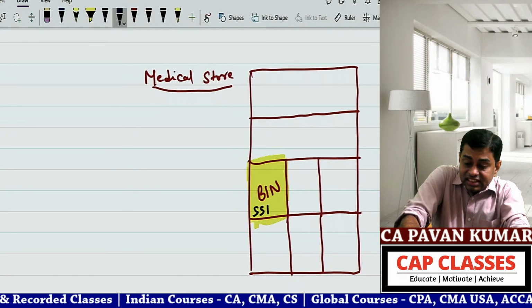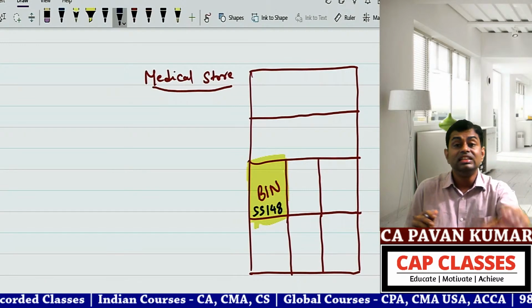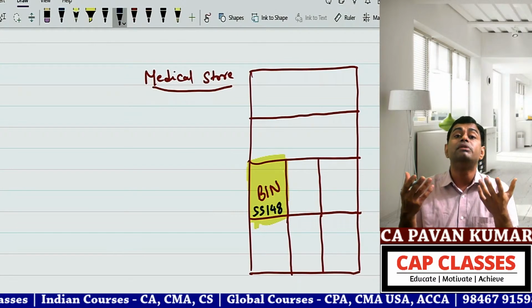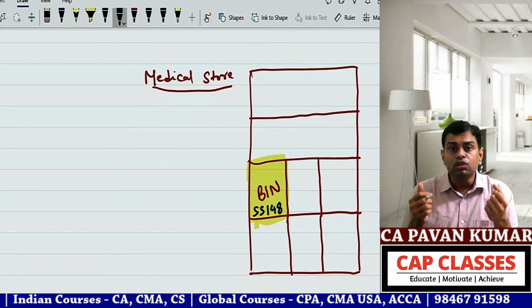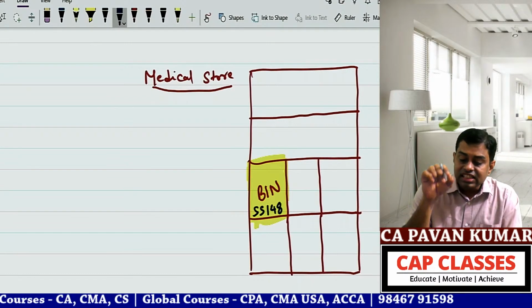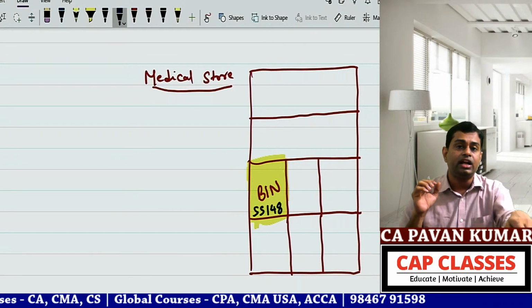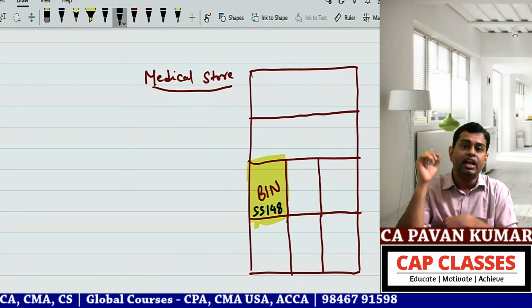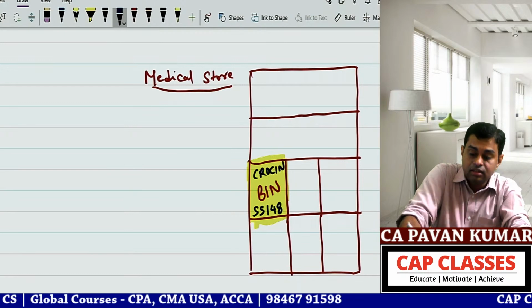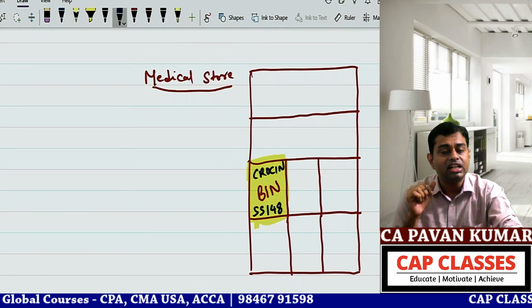Say SS148. This is the name of the bin, because they have 2000 bins. Each bin should be identified with a unique number. So its number is SS148. When you open SS148, what is there inside? Say, for example, Crocin tablets are there inside.